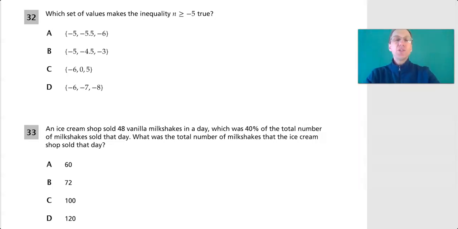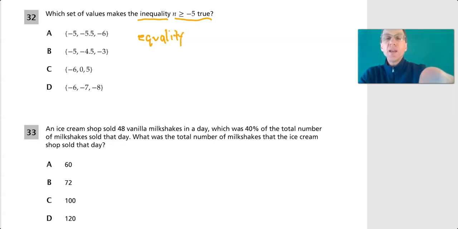Here we go. Which set of values makes the inequality n greater than or equal to -5 true? An equality would mean something like 2 plus 3 equals 5. There's only one solution. In an inequality, there's a lot of values for n. So it says, let's pick a number that's greater than or equal to -5. There's lots of things that would fit, and that would make this statement true.